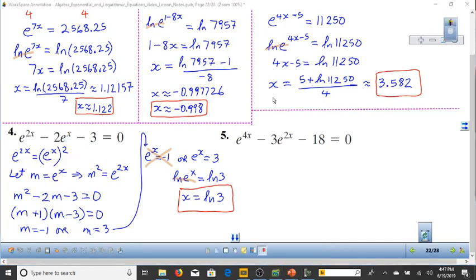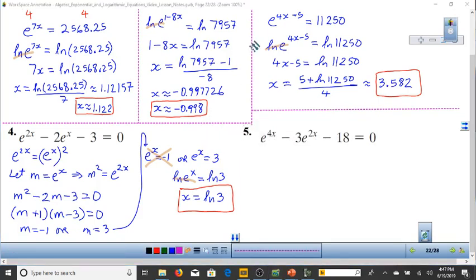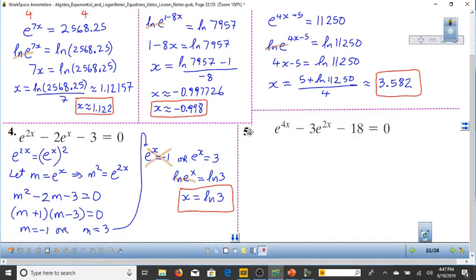So now I'd like you to try this question, number 5, using a similar approach. And then you can always check to see if your answer is the same as mine when I go through it here. All right, so let's take a look at what we do here.